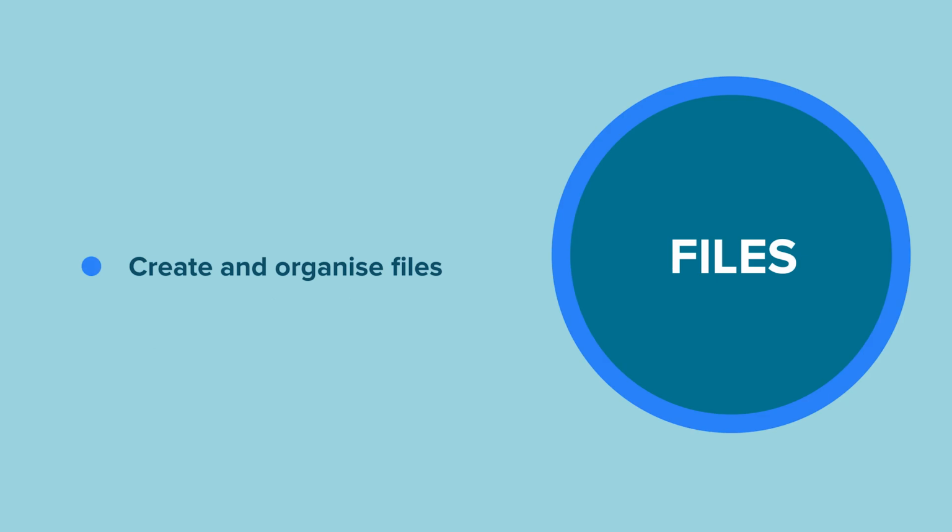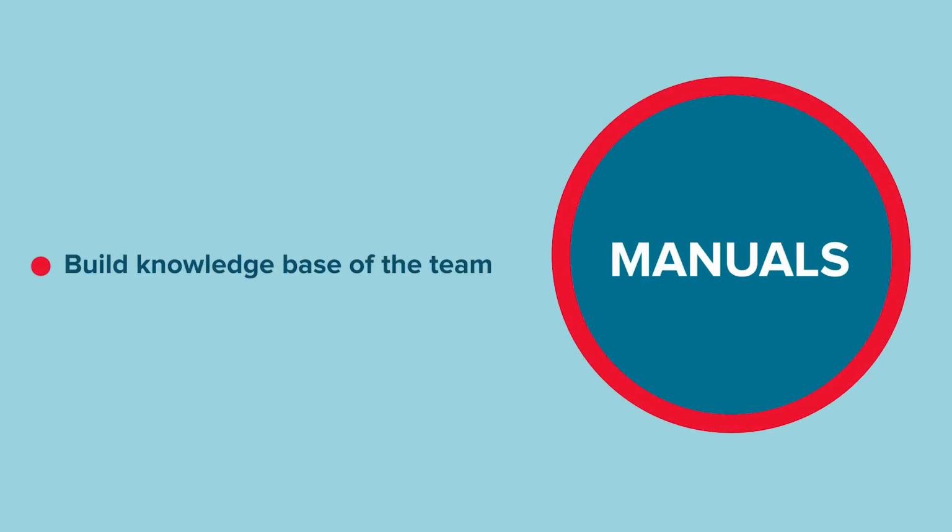Files. Files is a simple document management system for your team to create and organize files. Manuals. Manuals is a platform where you build a knowledge base for your team. You can enable or disable these apps at your convenience based on your group's purpose and requirements.